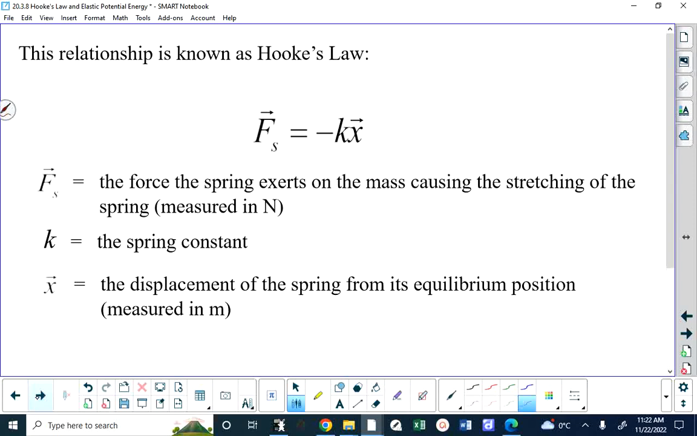So the spring constant is simply something that is telling you how stretchy or non-stretchy the spring is. I think I have a spring here. I thought I had one. I do. I don't know what this is from. It's an automotive spring from something.